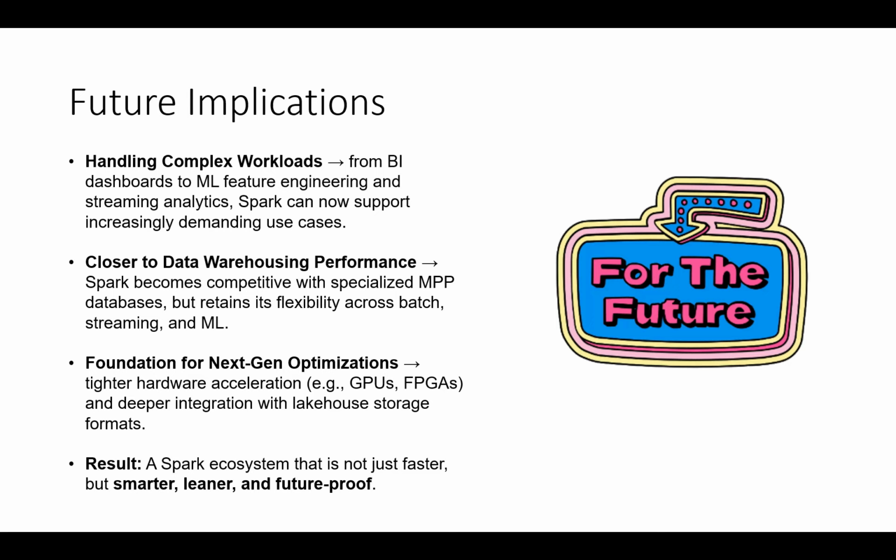But at the same time, it has flexibility to operate for all kind of scenarios: streaming, ML, batch, real time. And these kind of hardware accelerations that are happening, these are foundations for our future next gen optimizations. So the Spark ecosystem is becoming faster, smarter, leaner, and future proof. So Spark or Databricks is coming up with a lot of optimizations so that the developers' productivity is increased and the time that the developer spends in doing optimization can be reduced.